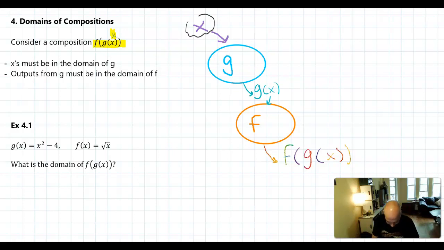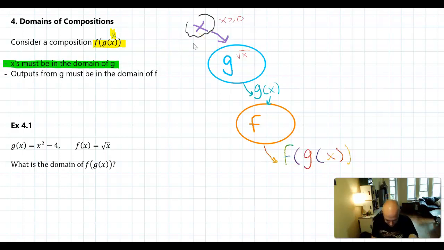So thinking about this picture, here's how you're going to compute the domain of a composition just looking at the algebra. The first big idea: all the x's must be in the domain of g. You can't put something into g that wouldn't be allowed. So if g was a square root function, square root of x, then you would need x to be greater than or equal to 0, for example. Although you could have all kinds of other things going on.